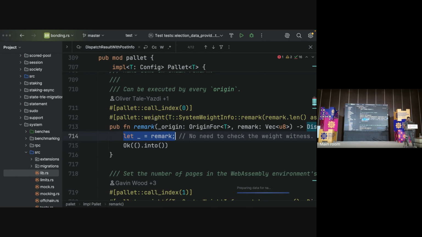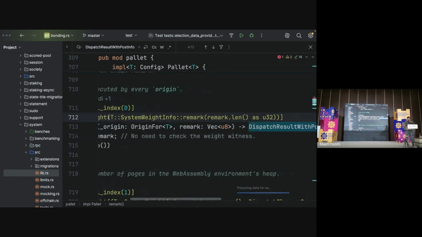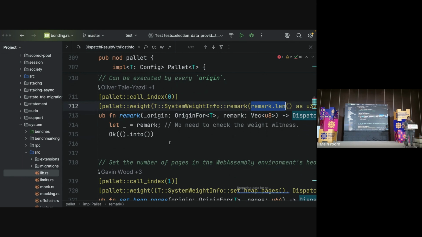Another thing to look at is the pallet weight specified, and the weight is a function of the length of the remark. So depending on the length, you charge some weight. You do nothing, but as Alex said, by default every node, if you run a Substrate node or relay chain node, I think we keep a history of 256 blocks, but there are archive nodes which keep the whole history. So you could look at all these remarks if you look at the blocks.